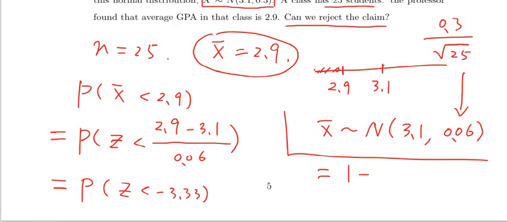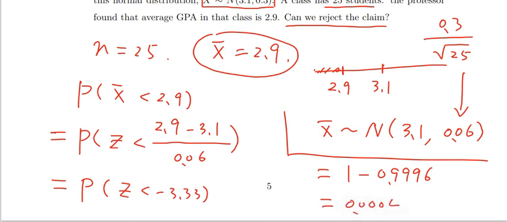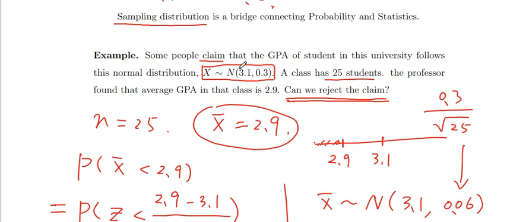So this is 1 minus 0.9996, so this probability is very, very small. Because this probability is very, very small, we should reject the claim. The average GPA for all students cannot be so high, cannot be 3.1, because in our class the average is only 2.9, right? So this problem looks like a statistical problem.